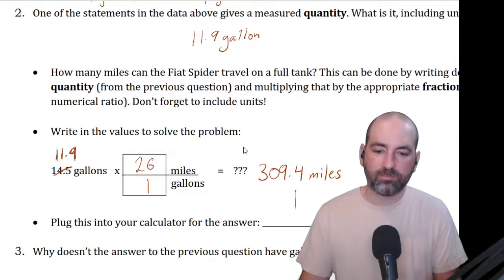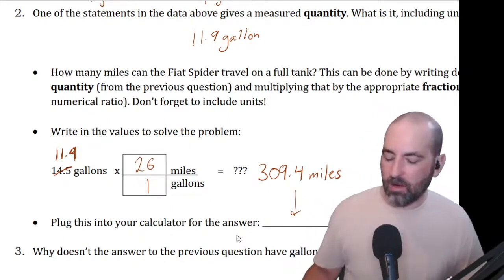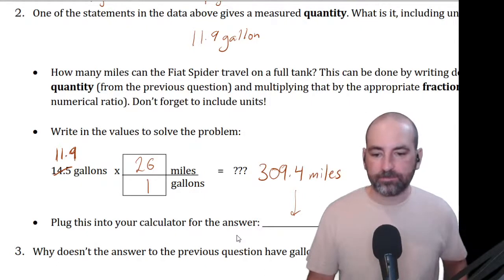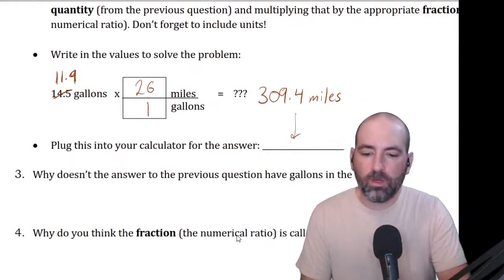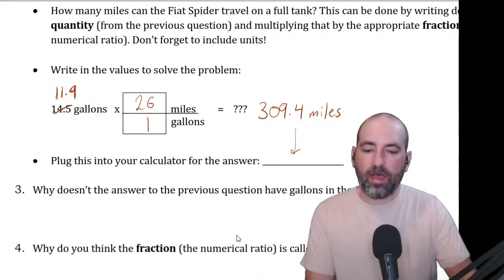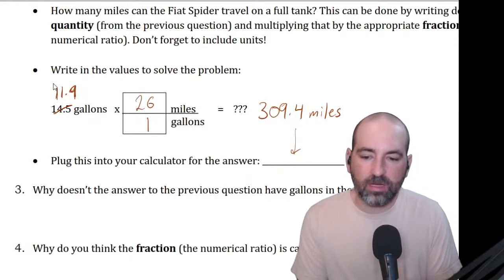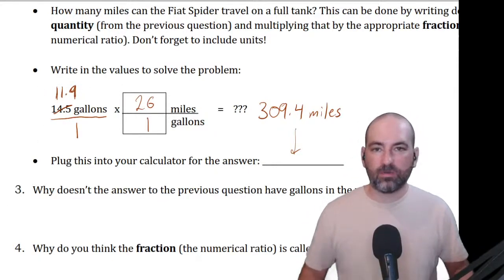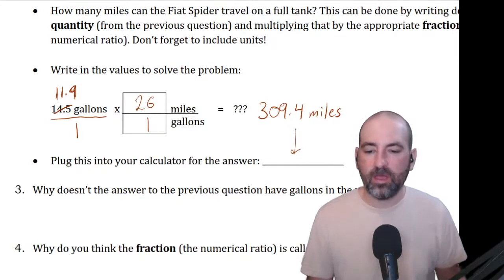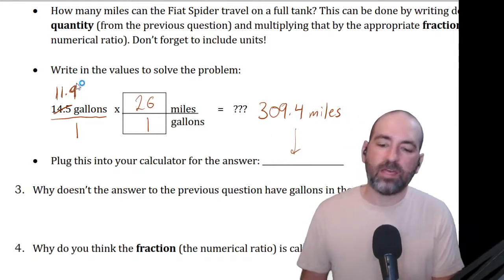309.4 miles. So that's how far it can go on a full tank. And then if we look a little bit at how this is set up, another way we can express this number, 11.9 gallons, is 11.9 gallons divided by 1, because you can divide anything by 1, it means the same thing. The only reason to do that is just to emphasize that gallons is on the top of this fraction.